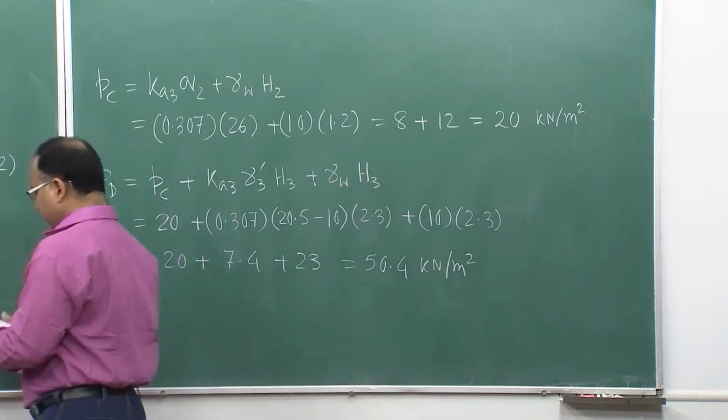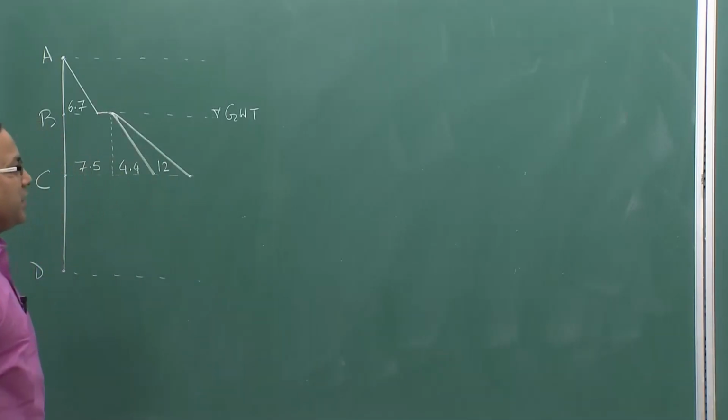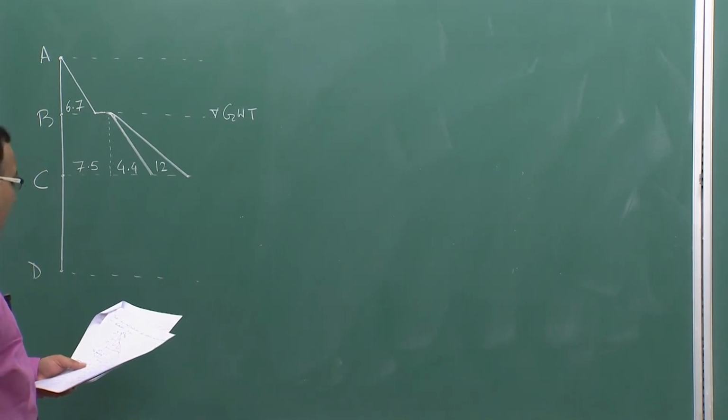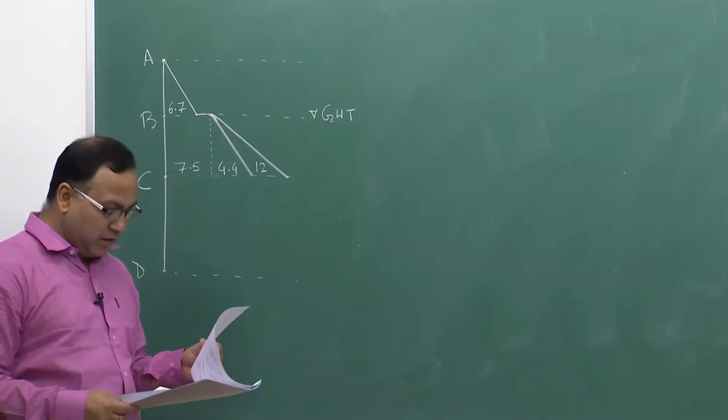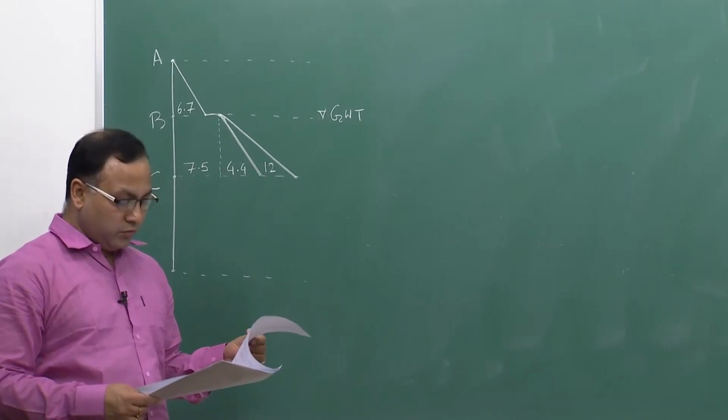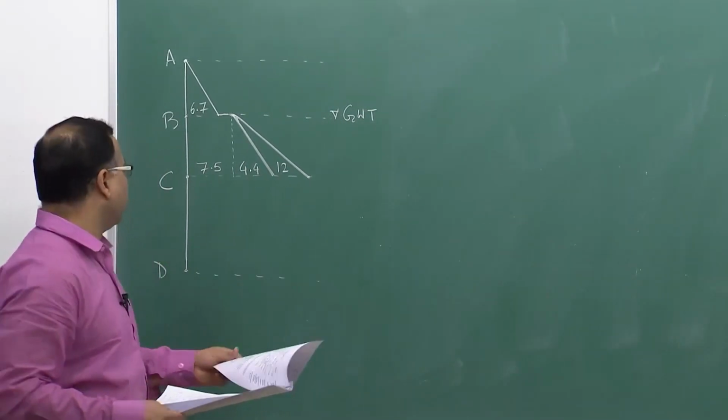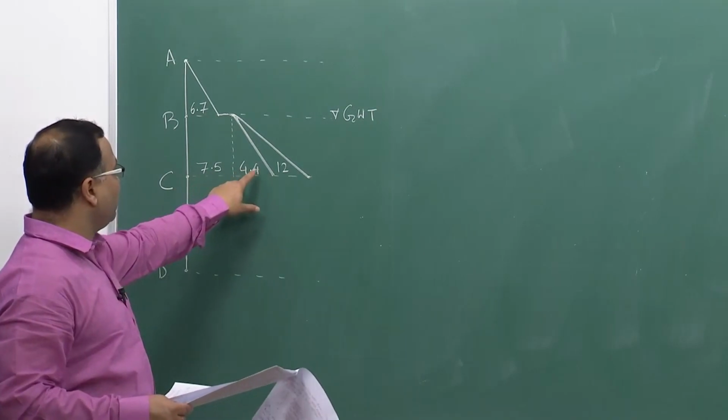So, if I plot that thing here, what are you getting? Earlier your Pc was, when you considered stratum 2, at that time Pc was 23.9, 7.5 plus 4.4 plus 12.